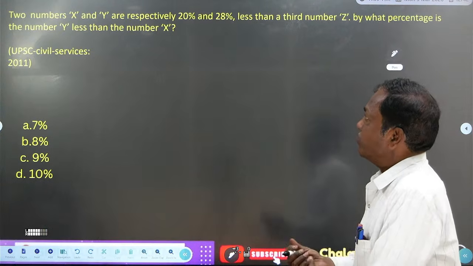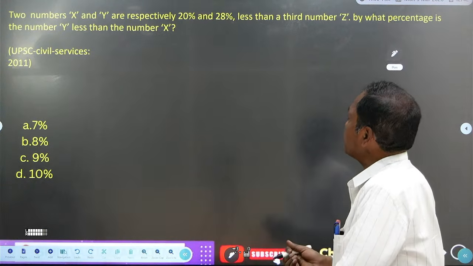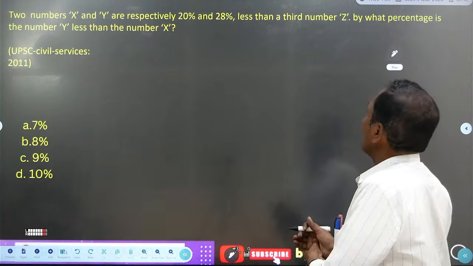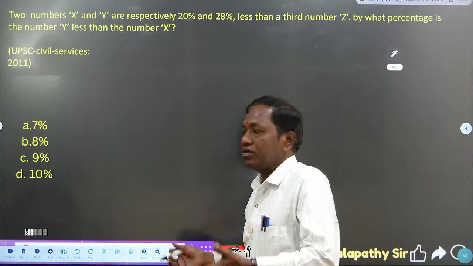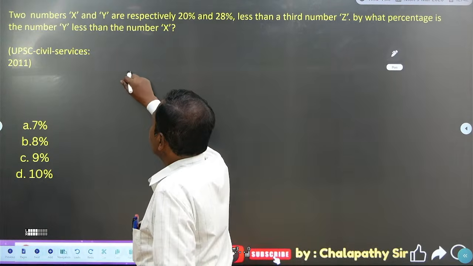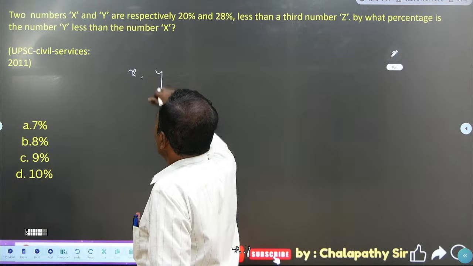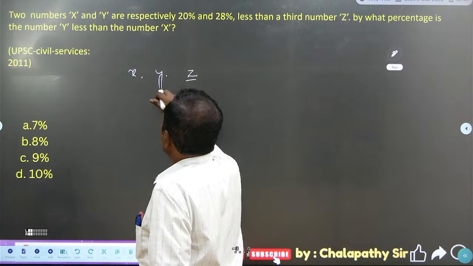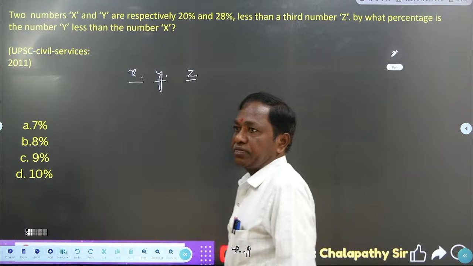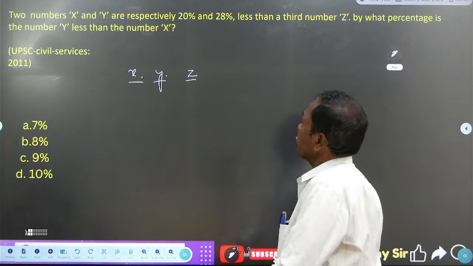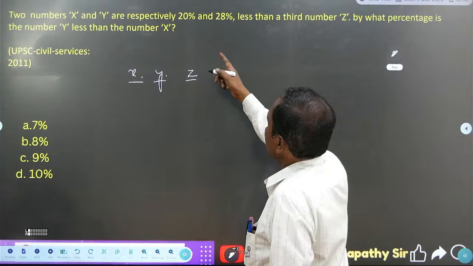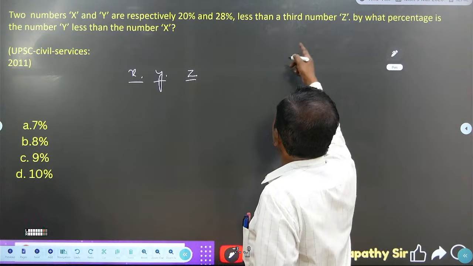Two numbers x and y are represented by 20% and 28% less than the third number z. By what percentage is the number y less than the number x? Okay, simply you have to write it, that's all. There are three items, x, y, z. So, x and y are 20% and 28% less than the third number z.